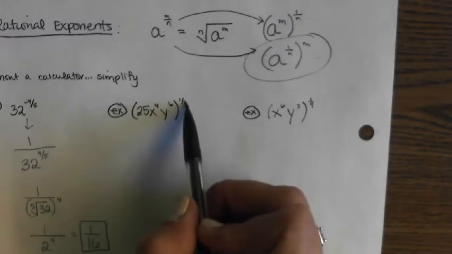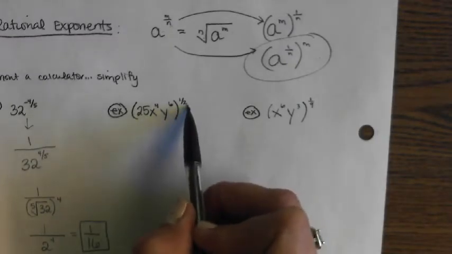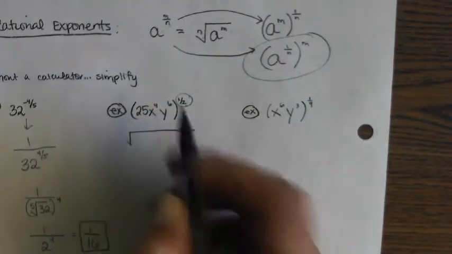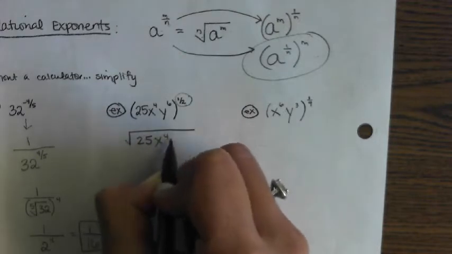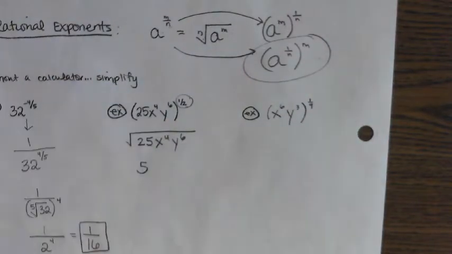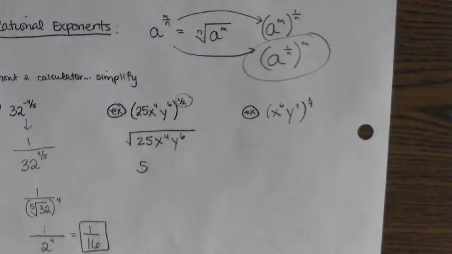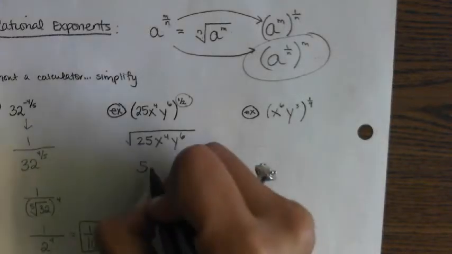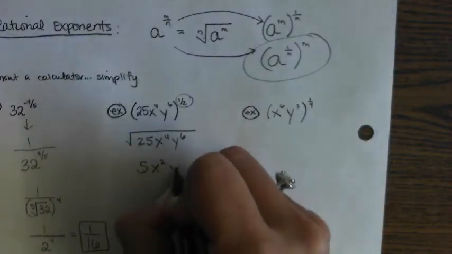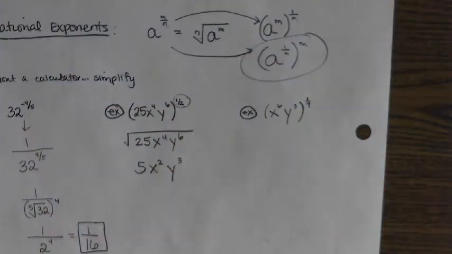Okay? This is just the 1/2 power. So you could rewrite the whole thing if you wanted as the square root of 25 x to the fourth y to the sixth. And then we have 5. What's the square root of x to the fourth? X squared. And what's the square root of y to the sixth? Y cubed. Okay?